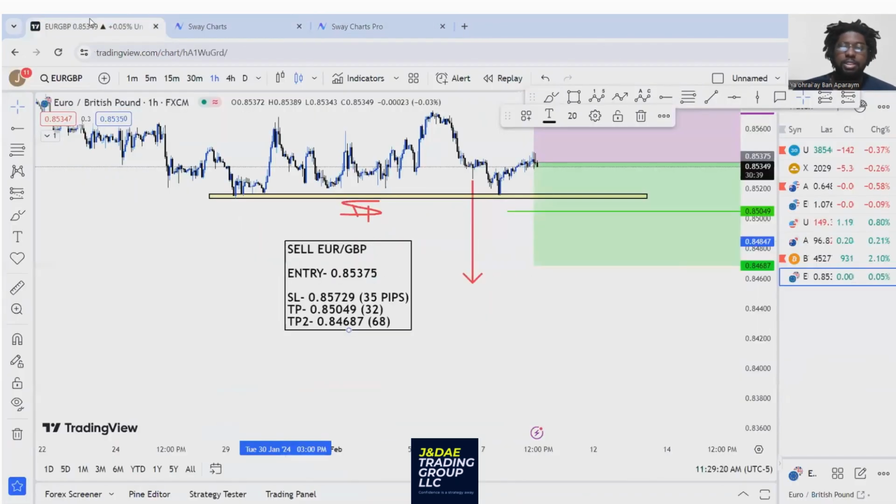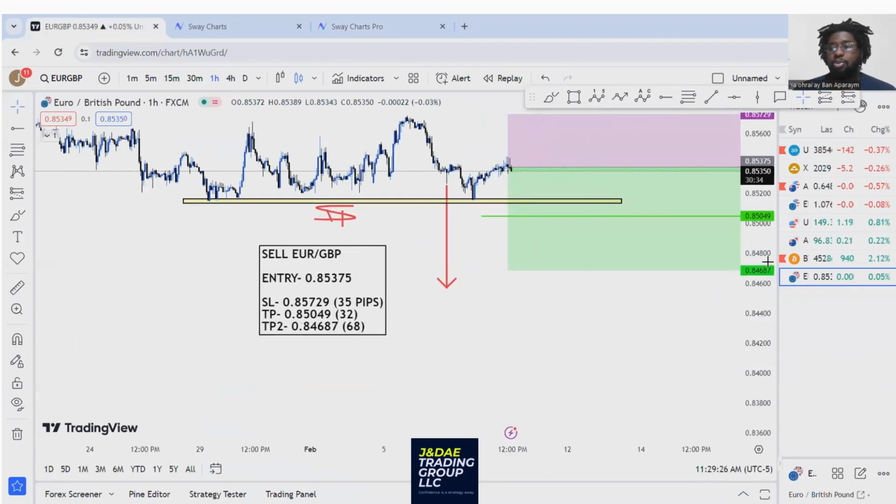So, that is simply how I would enter. That's simply how you enter a trade, guys. Copying and pasting my signal. It's really that simple, and you just let the trade play out. That's it. You just let the trade play out.